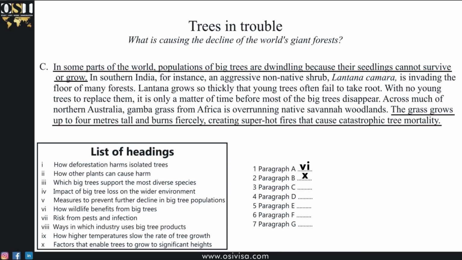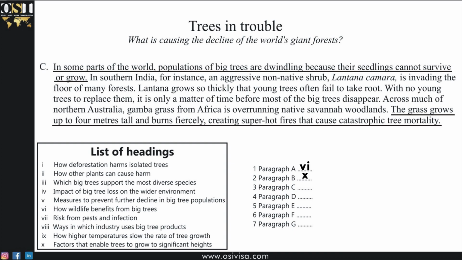Paragraph C, it says, in some parts of the world, populations of big trees are dwindling because their seedlings cannot survive or grow. The last sentence says the grass grows up to 4 meters tall and burns fiercely, creating super hot fires that cause catastrophic tree mortality. So grass is a different type of plant, and the grass grows 4 meters tall. It burns fiercely, which creates fires, and then it causes trees to die. So it says mortality, that means death.